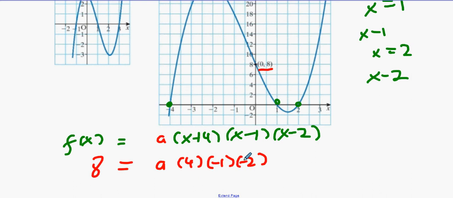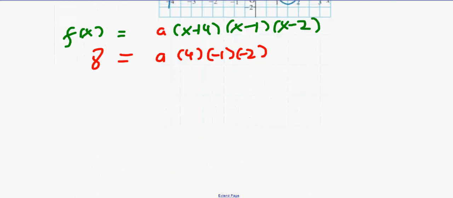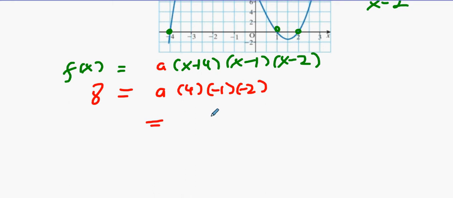Is that alright? Yes? See the point 0, 8? This means when the x value is 0, the y value is 8. Anywhere I saw an x, I replaced it with 0, and then I replaced f of x with 8. 4 times minus 1 times minus 2 is 8a. So what does that mean about the formula? 8a equals 8, which means a equals 1.